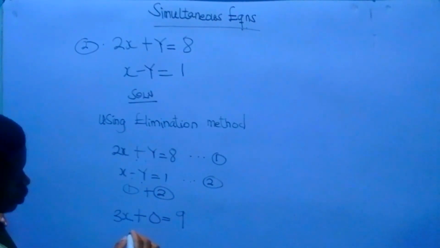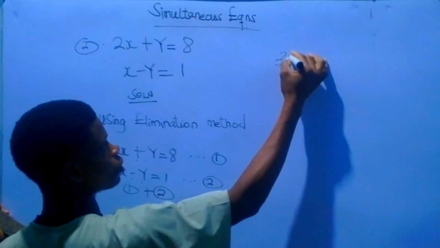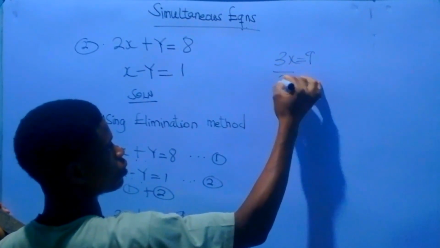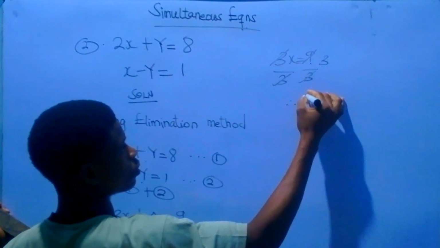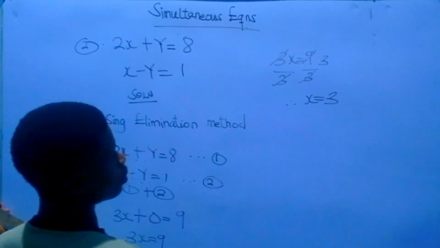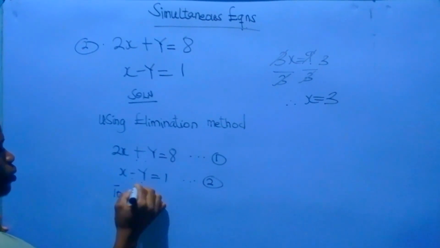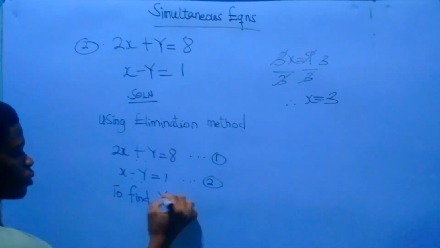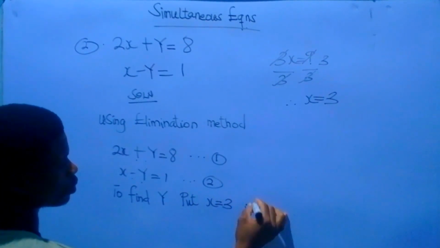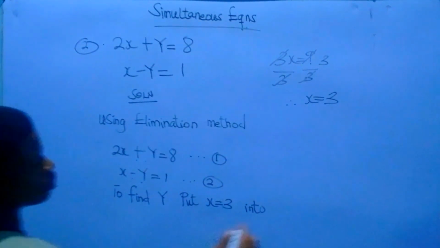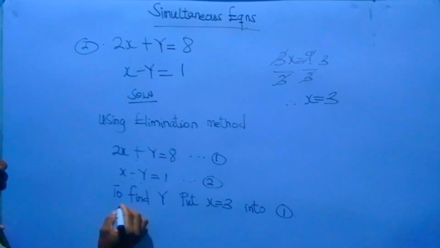Do you understand this math? Very easy. Now I've gotten a simple linear equation. So now 3x plus 9 is equal to 0, right? Good. Very easy. Now we are finding y. To find y, we will put x equal to 3 either in equation 1 or equation 2. Any one. Let's use equation 1, or you can use equation 2.